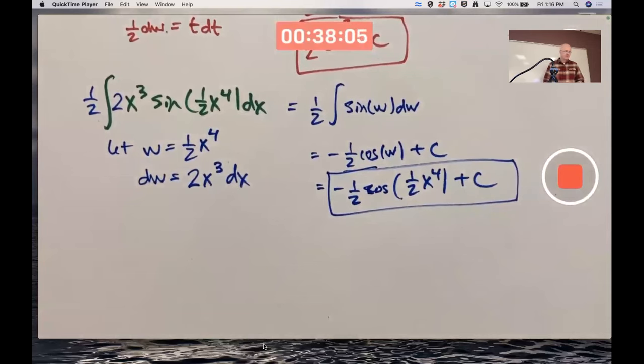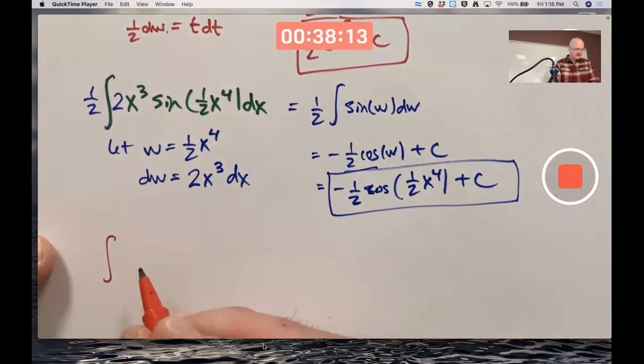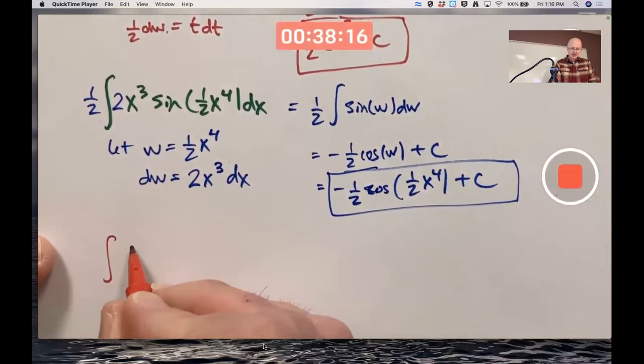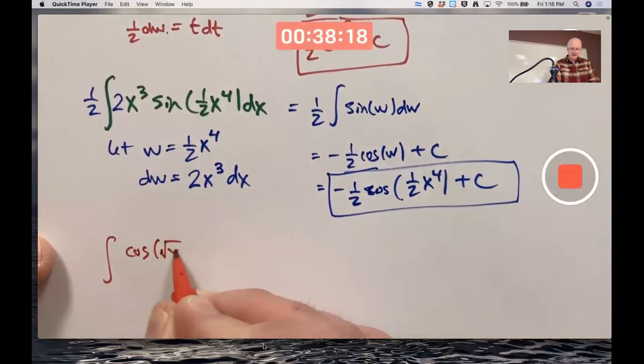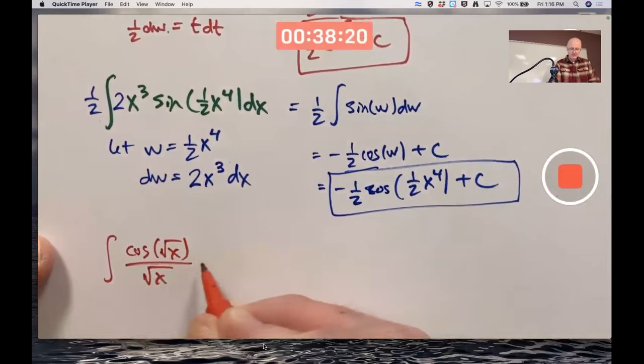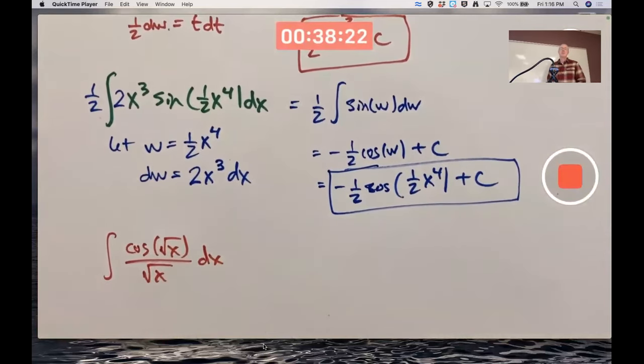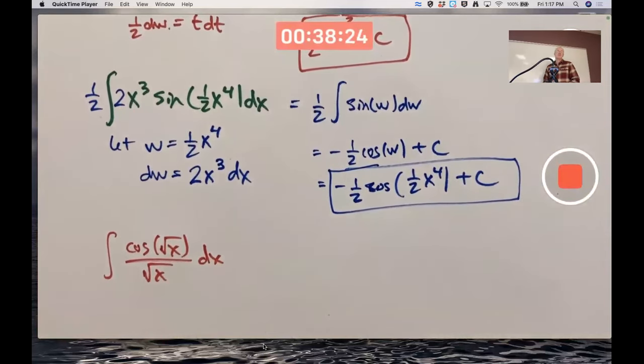It's a little trickier, though. Let's make it yet a little trickier. Continuing to up the level of difficulty. Say we're going to integrate cosine of square root of x divided by square root of x. That just feels trickier. What should you do when you encounter something like this?